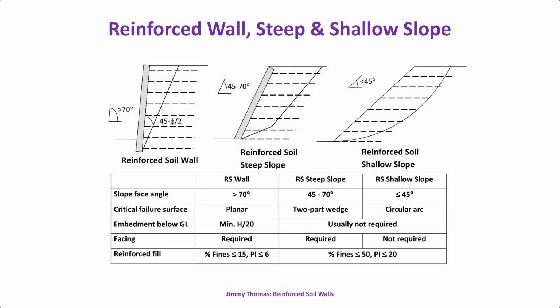Slopes are again classified into steep slopes and shallow slopes. If the inclination is 45 to 70 degrees, it is a steep slope. If it is flatter than 45 degrees, we call it a reinforced soil shallow slope. And these are the major differences. Slopes, we will take up tomorrow.